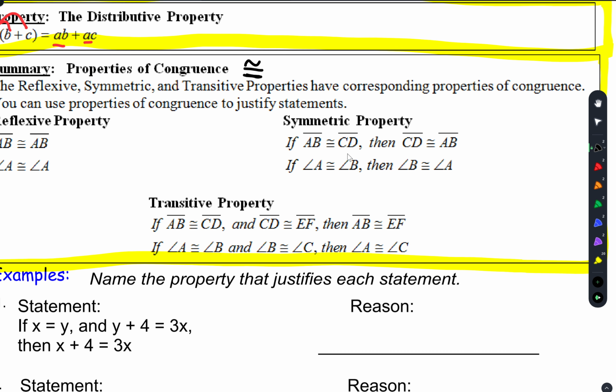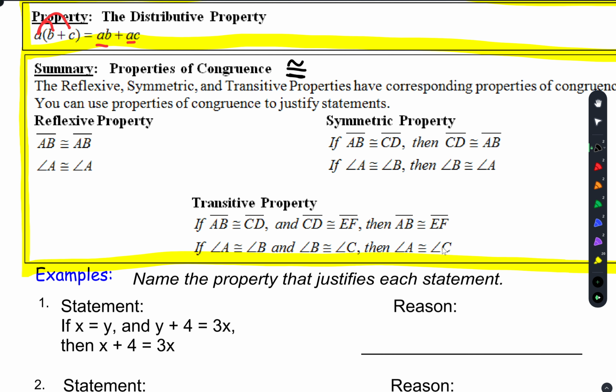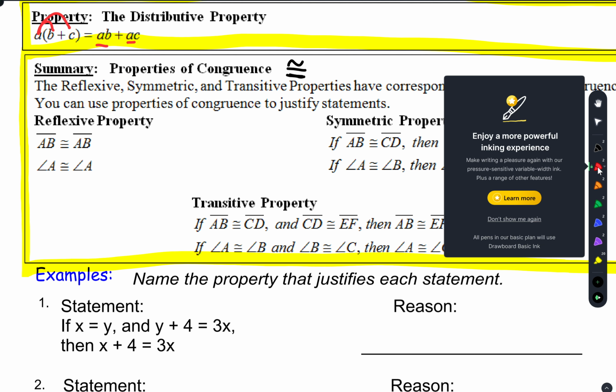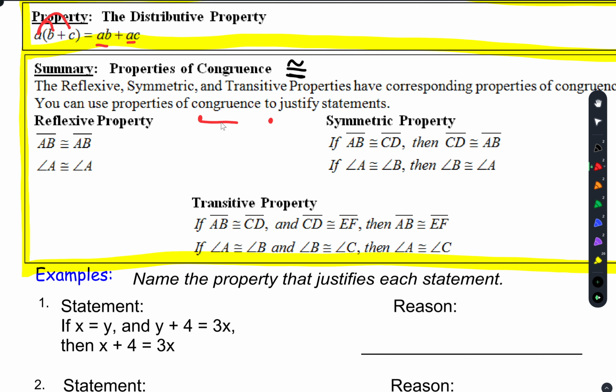The one thing that gets tricky when I talk about properties of congruence is that we're usually talking about parts of a diagram, angles, segments, lines, things like that. When we name angles, segments, lines, we know that there's multiple ways to name the same thing, right? So if I draw out a segment here, and let's say I call this segment AB. If I write a statement that looks like AB is congruent to BA, do we think that that is an example of the reflexive property of congruence or the symmetric property of congruence?